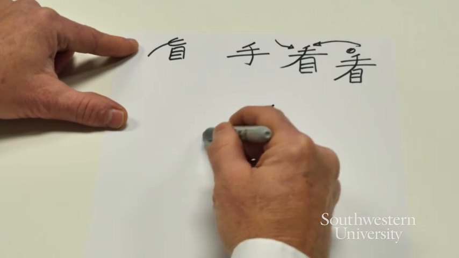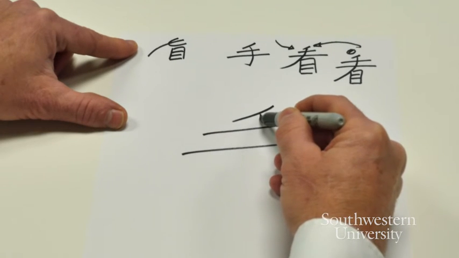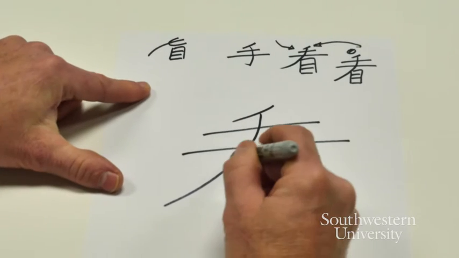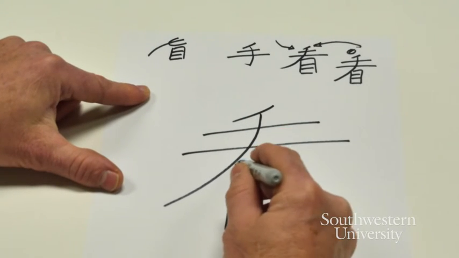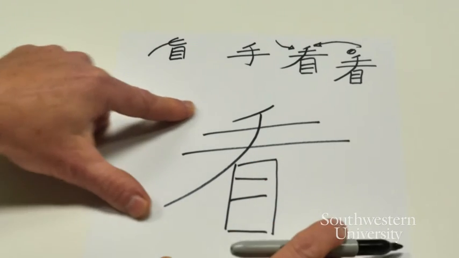Kan. Okay, so let's try that. Pie, hung, hung. Okay, notice where I'm writing this pie. At or under the line, never through it. Shu, hung, zhe, hung, hung, hung. Kan.